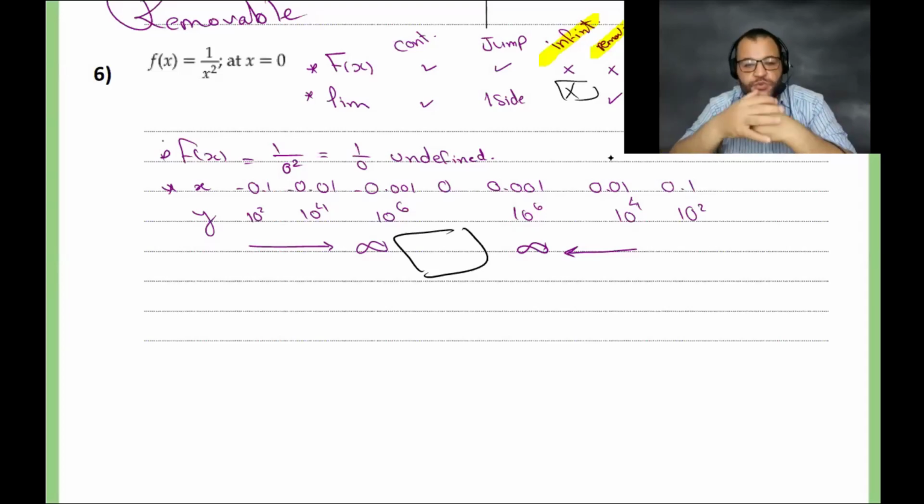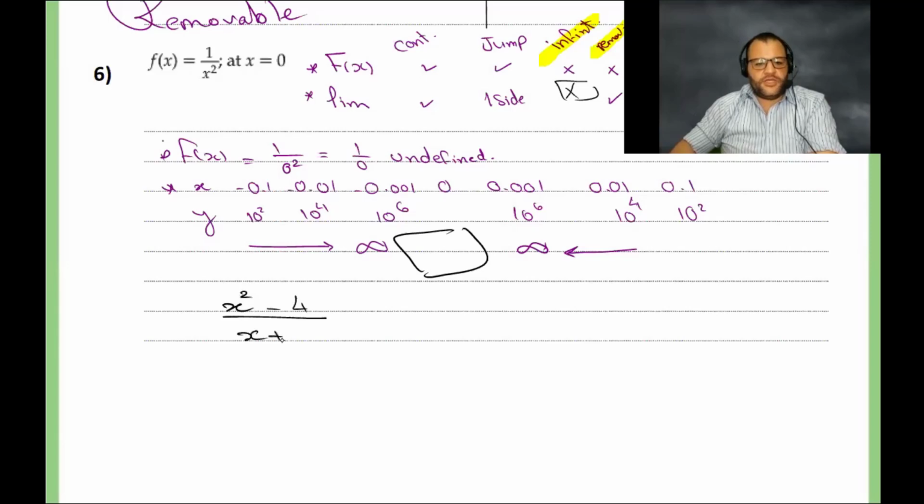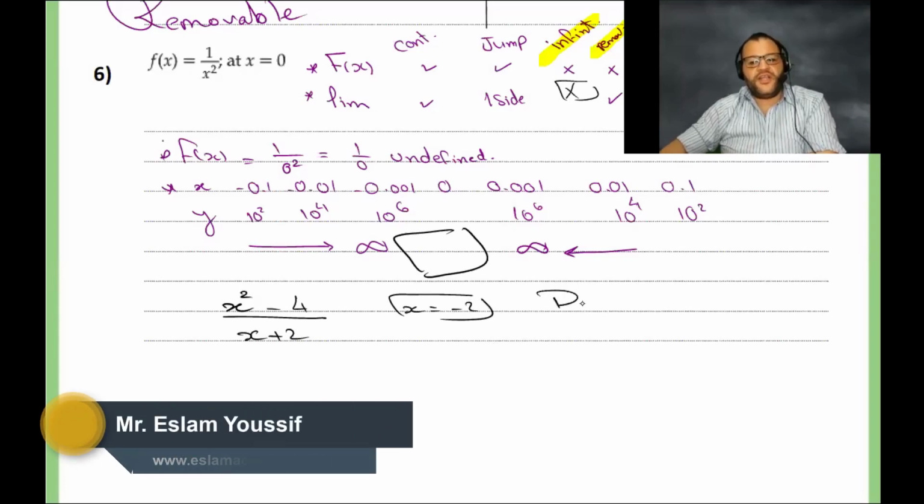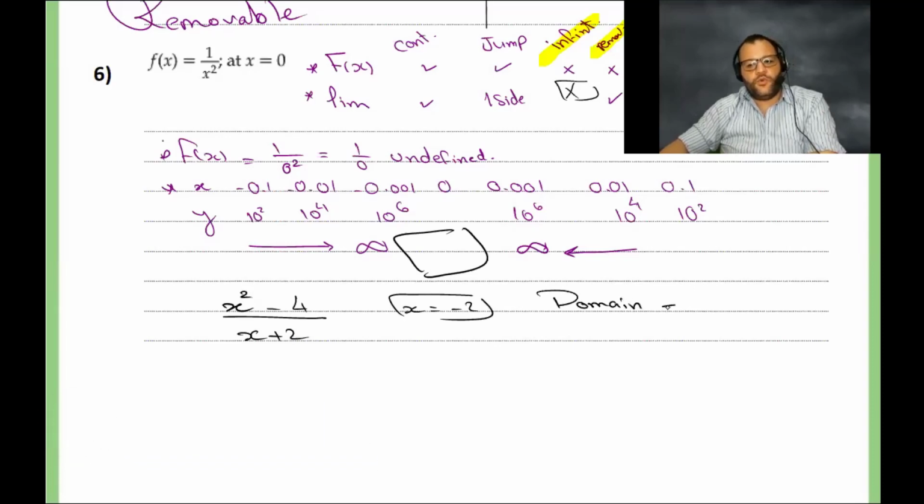You got the idea for this one? Do you know what is the meaning of removable? Again, for x to the power 2 minus 4 over x plus 2, can you study for x equals negative 2? If you remember, when we find the domain, what is the domain for this one?